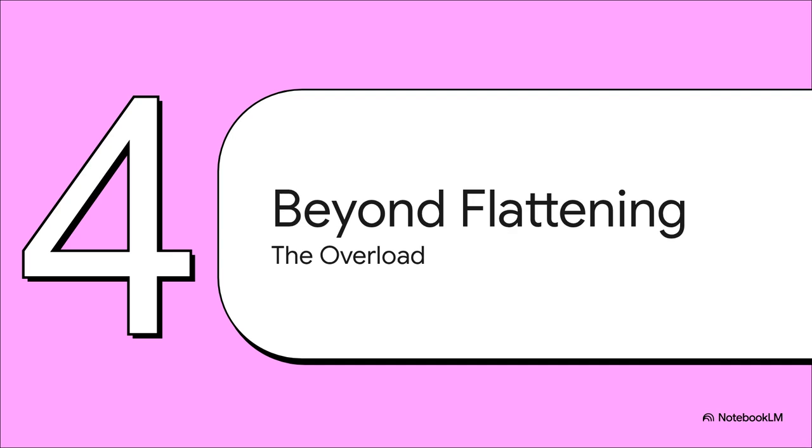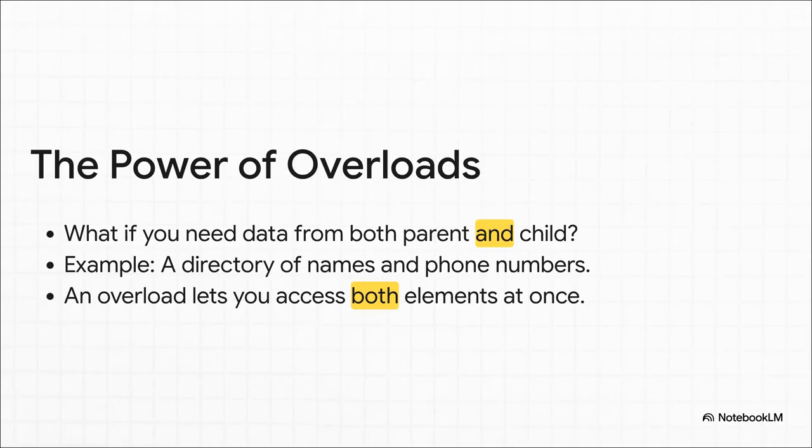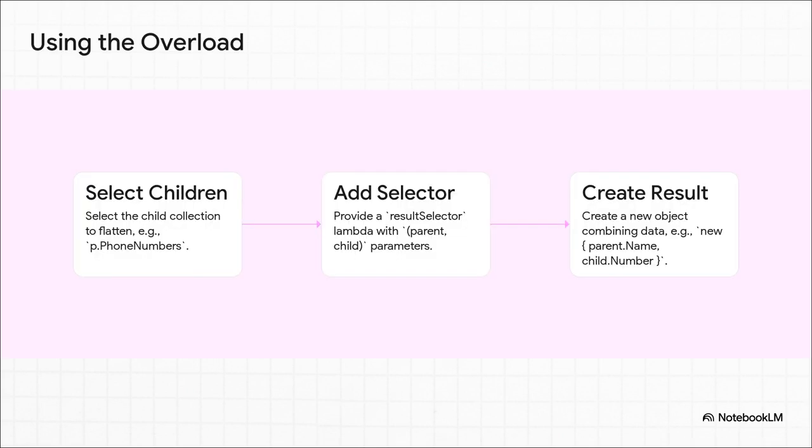Problem solved. But wait, there's more, because just flattening a list is only scratching the surface. The real secret weapon of SelectMany is one of its special overloads. So what happens when you need more context? You've got your flat list of phone numbers, but what if you need to know whose phone number it is? You want to create a new list that pairs the person's name with each of their numbers. Well, that's where this overload comes in. It's like a superpower that lets you see both the parent, the person, and the child, the phone number, at the very same time. And here is how it works, right inside the one command.